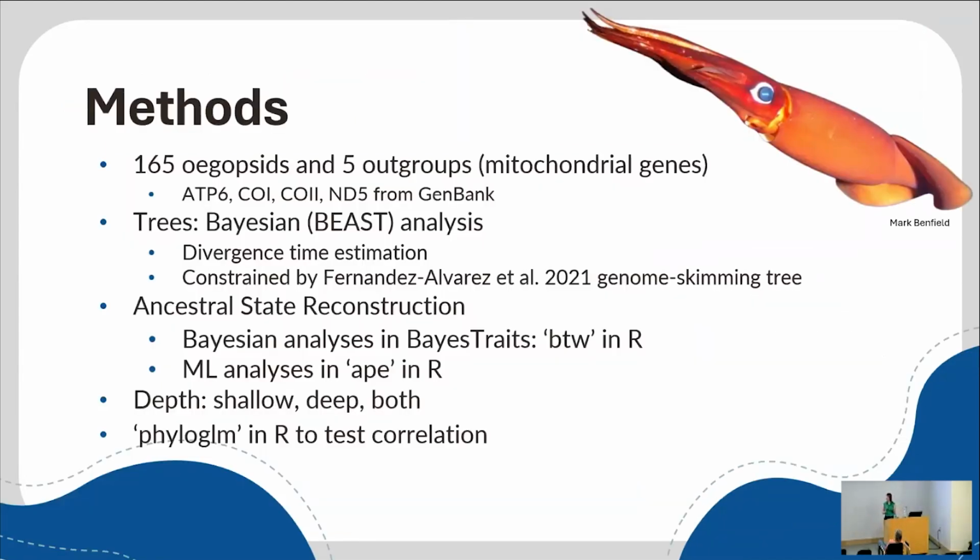I used 165 oegopsids and 5 outgroups, and I only used mitochondrial genes because these were the genes available in GenBank: ATP6, CO1, CO2, and ND5 from GenBank.